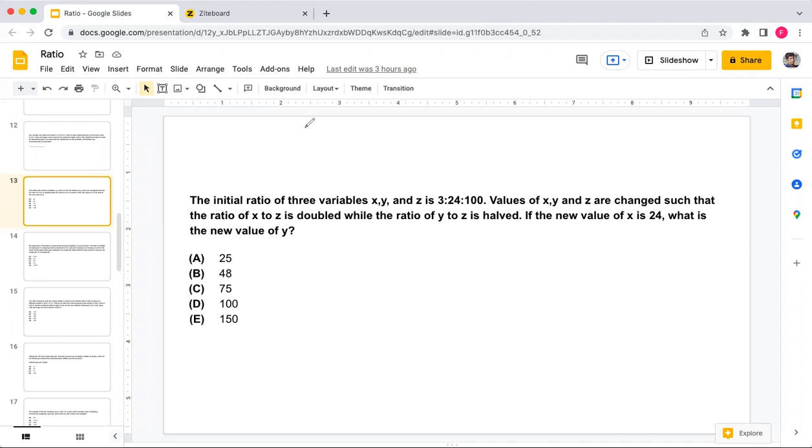The initial ratio of three variables, x to y to z, is 3:24:100. The question says the values of x, y, z are changed such that the initial ratio of x to z, which is 3:100, is doubled. If this ratio is doubled, we can write it as 3/100 and multiply by 2, so this becomes 6/100 or 6:100. Just keep this, don't simplify any further.